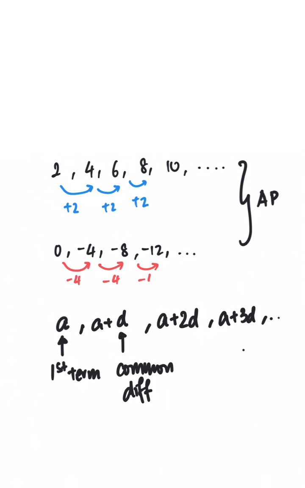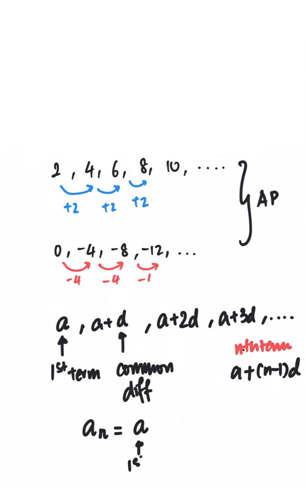Now, I want you to recognize the pattern. If we reach the nth term, what would the expression for nth term be? It will be A plus (n minus 1)D. So for an AP, the nth term, which we denote by A subscript n, can be expressed as A, which is the first term, plus (n minus 1) times the common difference D. Now look at the first example and try it yourself.